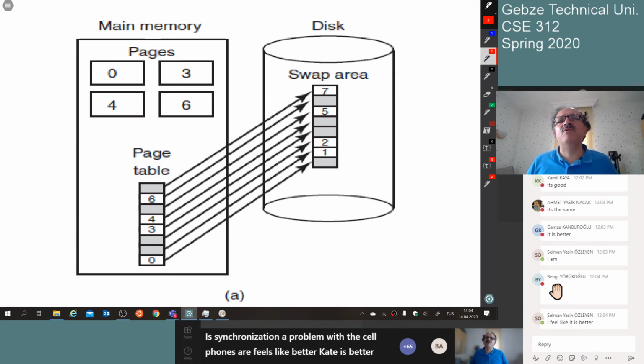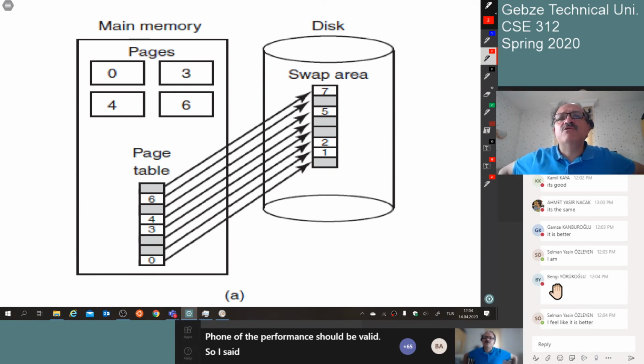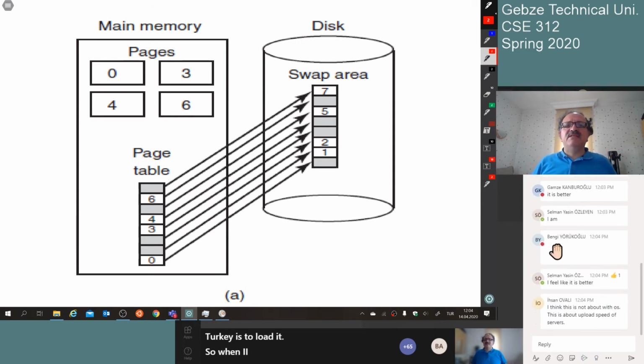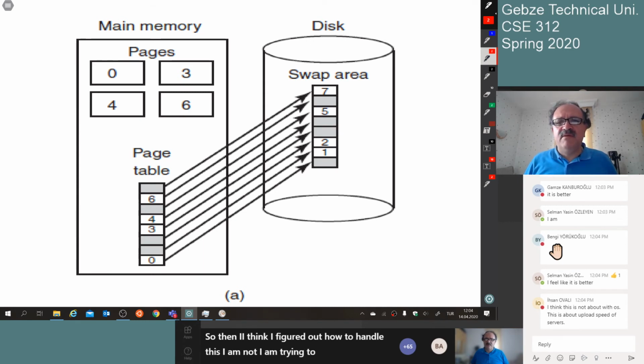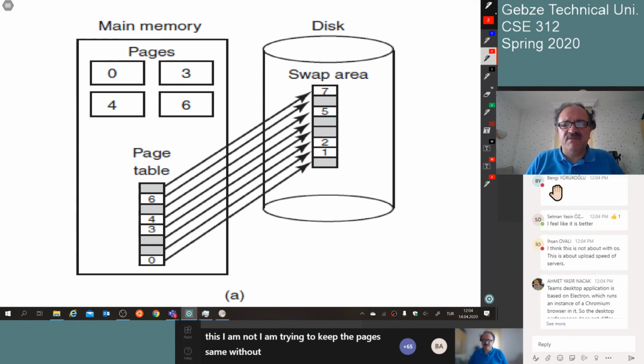Well, most of the world is using their cell phones. Cell phone performance should be better. So it's a combination of both Microsoft stuff and the infrastructure of the internet in Turkey. So I think I figured out how to handle this. I am trying to keep the pages the same without making fast switches between the slides.